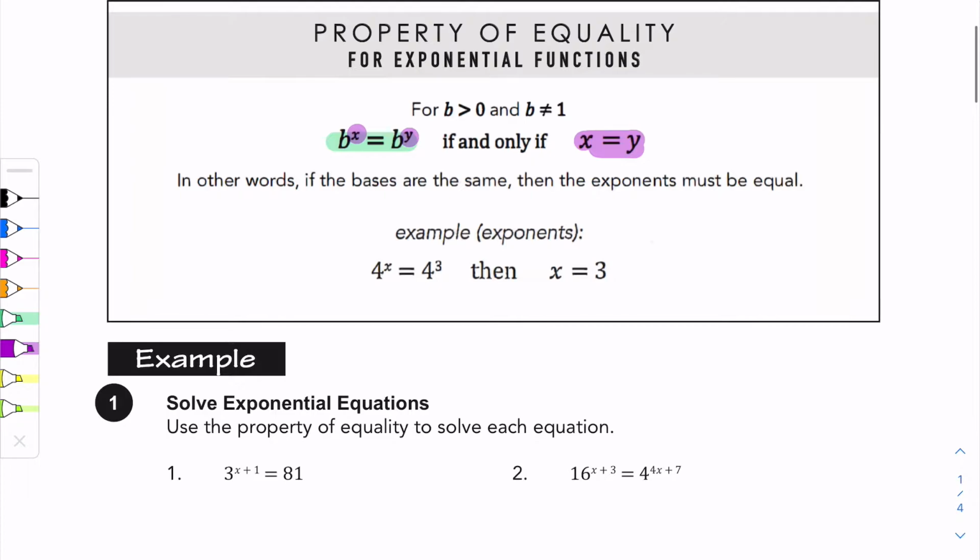So a basic example of this is if you have 4 to the power of x is equal to 4 to the power of 3. Because you have a 4 on both sides, you can set your exponents equal, and you end up with x equals 3.